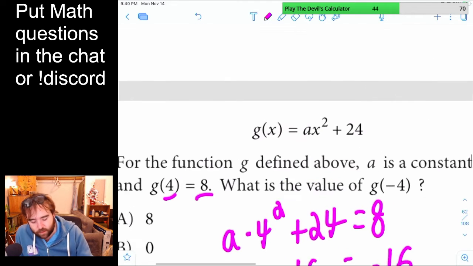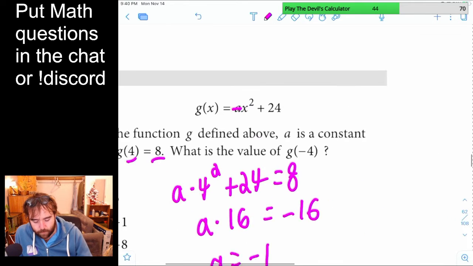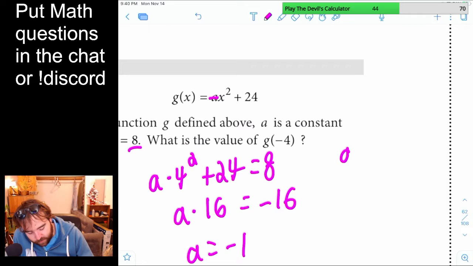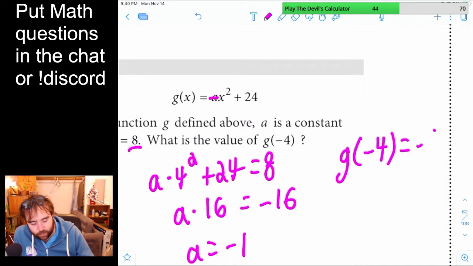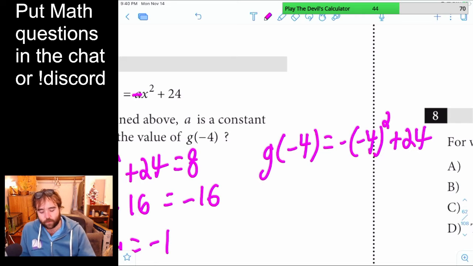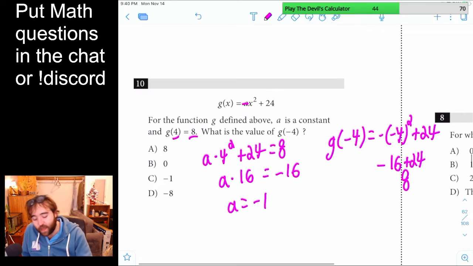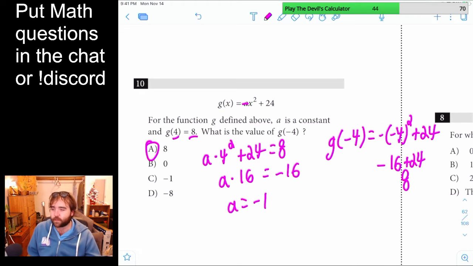And so what is the equation we're actually working with here? Just negative x squared plus 24. So then we say, well, now if we know the whole equation, we can just plug in negative 4. And so what happens when we plug in negative 4? Well, negative 4 squared plus 24. Negative 4 squared is positive 16, but then it's multiplied by a negative, so it's negative 16 plus 24, which is 8. And so that's the answer.